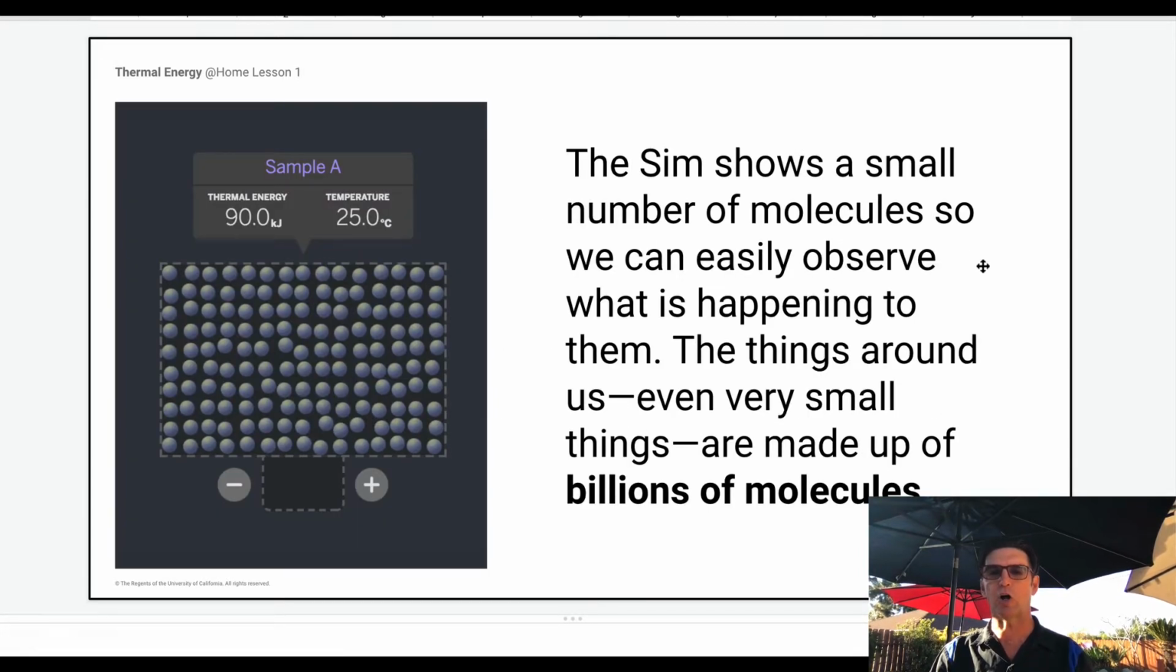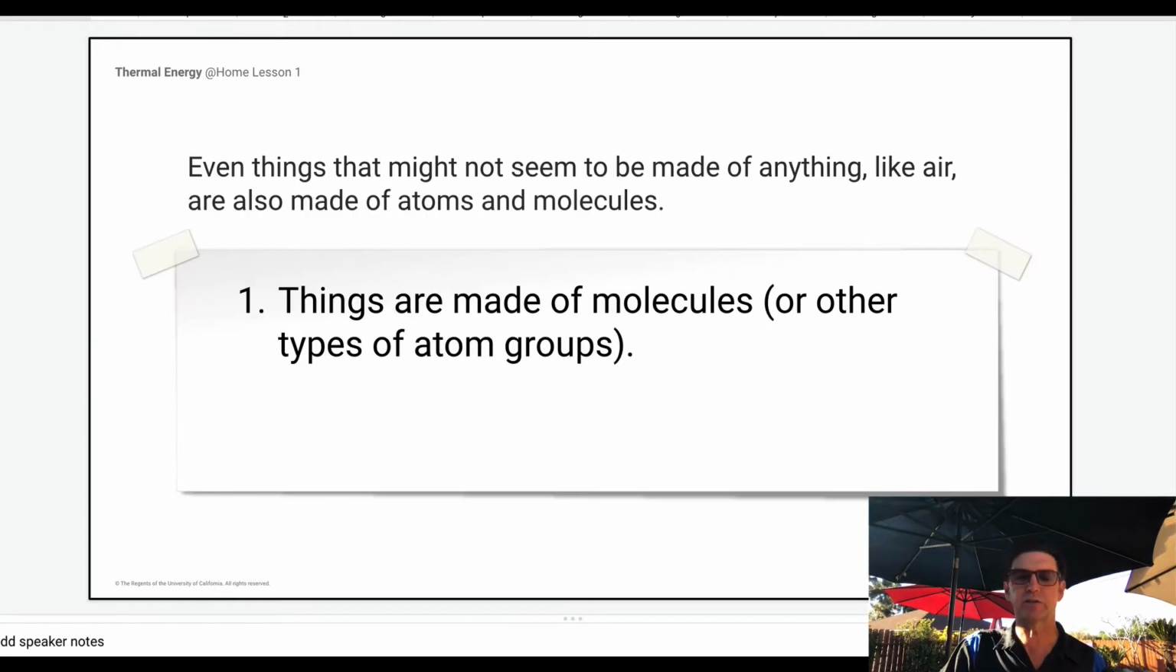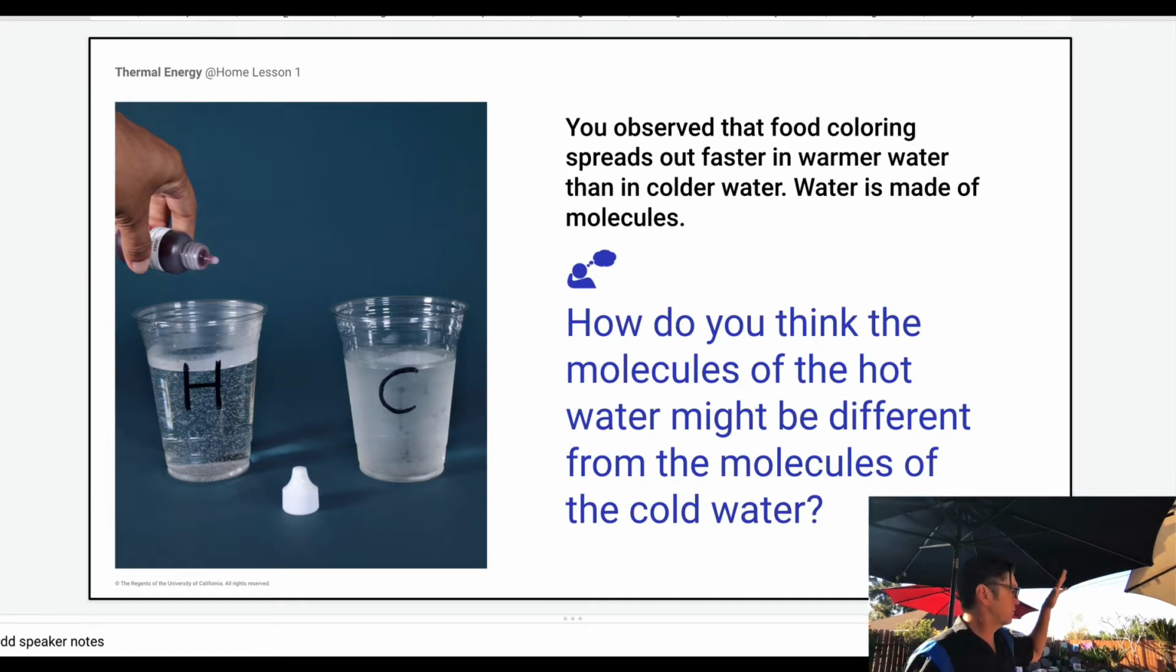The sim shows a small number of molecules so we can easily observe what is happening to them. The things around us, even very small things, are made up of billions of molecules. So remember, this is just a model. The molecules are tiny, and there's billions, and they're in everything, even things that aren't moving. It's an amazing world. And then there's something called a subatomic world. Check out Ant-Man, the movie. Craziness happens there. So things are made of molecules or other types of atom groups. Even things that might not seem to be made of anything like air are also made of atoms and molecules. So yes, molecules floating around in the air.